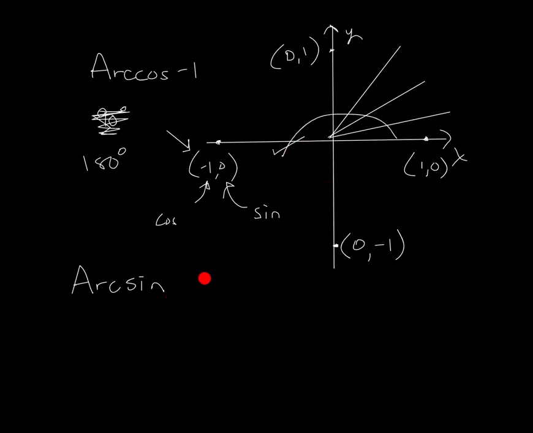Okay, what if I said the arc sine of 1? What would that be? That would be 90 degrees because here's the sine. So if you have a sine or cosine of 1 or -1, it's going to be a quadrantal angle. Okay? That was your big hint because I didn't give you a problem like that.